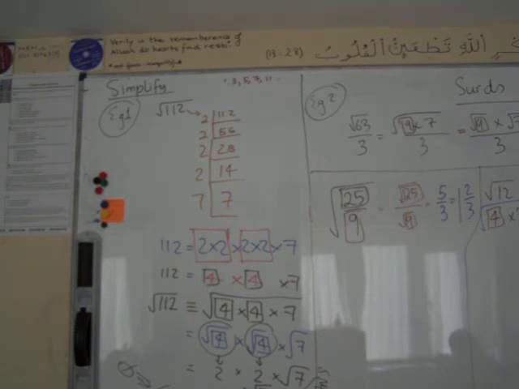Now, we have this root 3 over here. Root 12 becomes 4 times by 3. 21 becomes 3 times by 7. Now let's split them up individually. So we should have now 4. Keep that square number. 2 by 3.